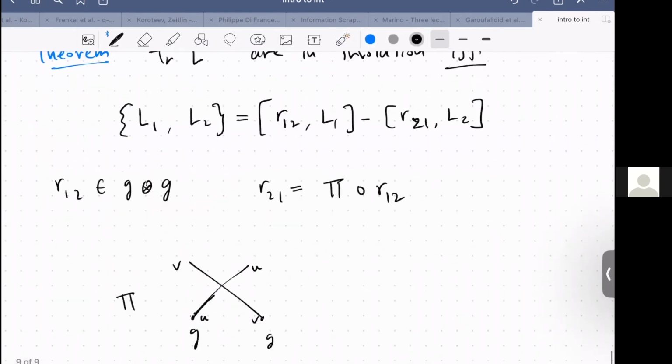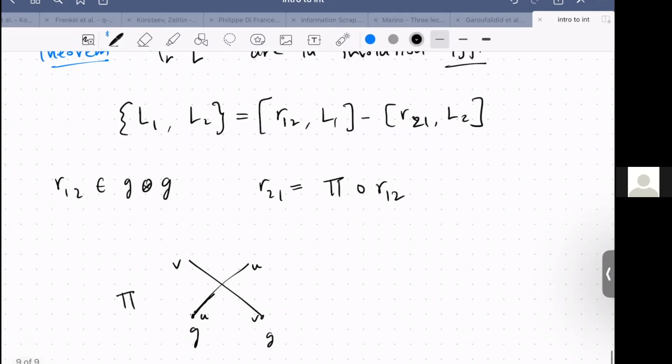Okay. The proof of this is somewhat non-trivial. You can just believe it for now, or you can look it up. This R12, this object is called an R matrix. Not a very imaginative name.